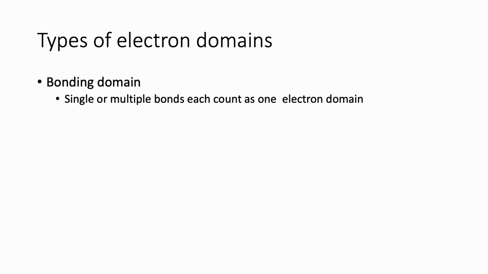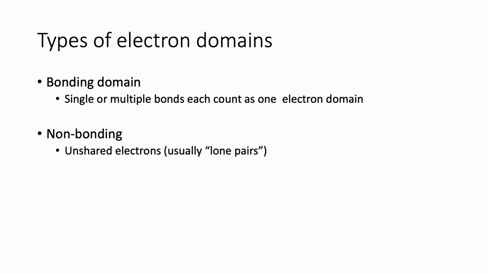So we can have two types. We can have a bonding domain. That could be a single bond. It could be a double bond. And importantly, a double bond counts as one single bonding domain. A triple bond also counts as one single electron domain.